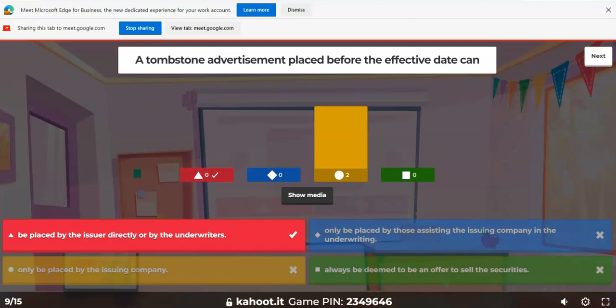All right, yes, it can be placed by the issuer directly or by the underwriters. Anybody who's involved can place the ad. Okay, no, it's not only by the issuing company. Again, this was a kind of difficult question here. It's a little fine detail. Choice D, of course, nobody chose that, because a tombstone is not an offer to sell securities. In fact, if you ever see a tombstone ad, it says right on it, this is not an offer for securities. It's an offer to acquire a prospectus.